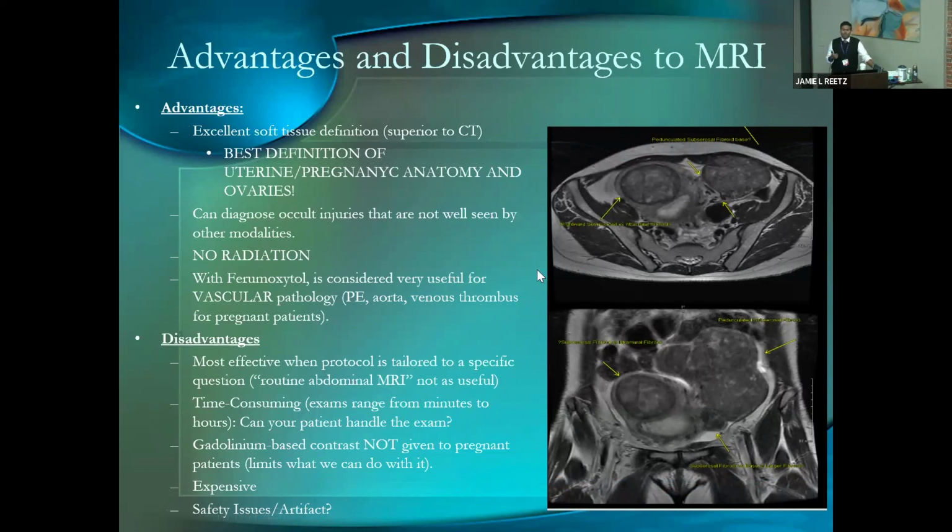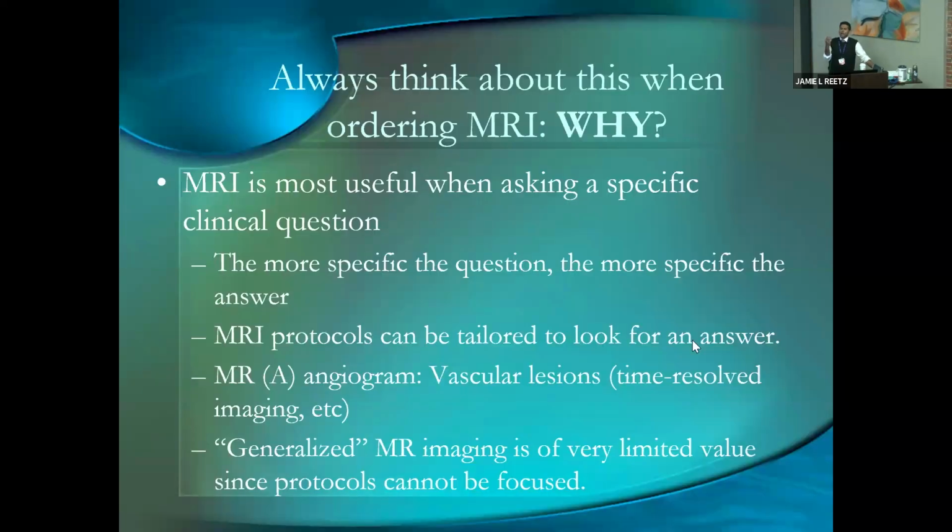There is no radiation. With ferumoxytol, we have a vascular outlet. The biggest disadvantage to MRI is that you have to tell us what you want. MRI really can be very unfocused. Whenever you order an MRI, I want you to really think about why you're ordering it and what you're looking for. The problem is generic MRI means garbage in, garbage out. I can just hit the button once, create a generalized sequence, and that's all the information you get. And it's an easy read for me.